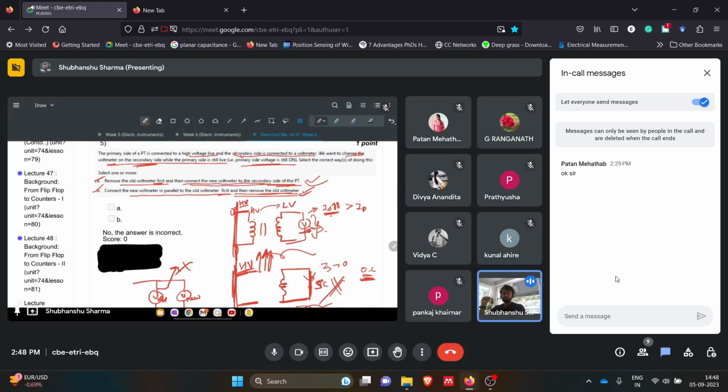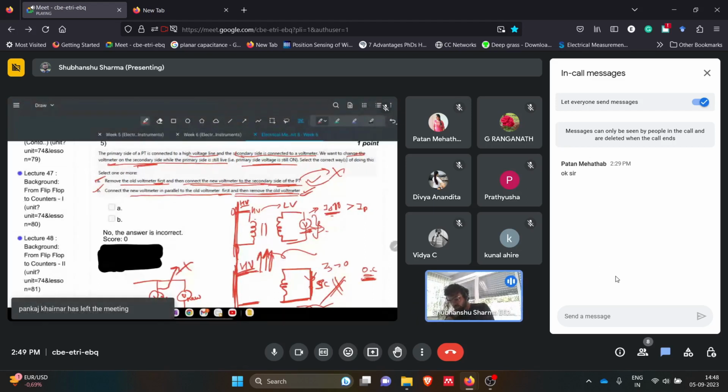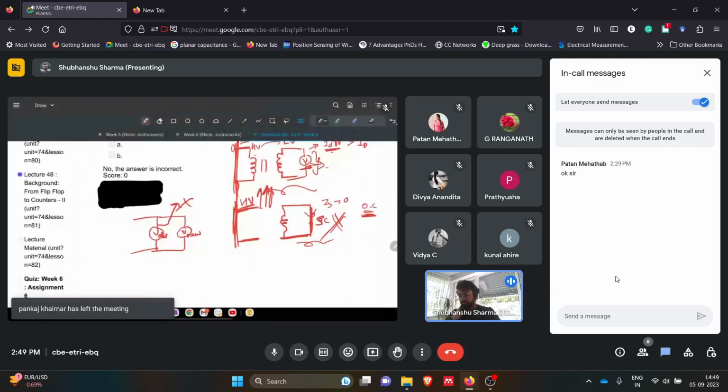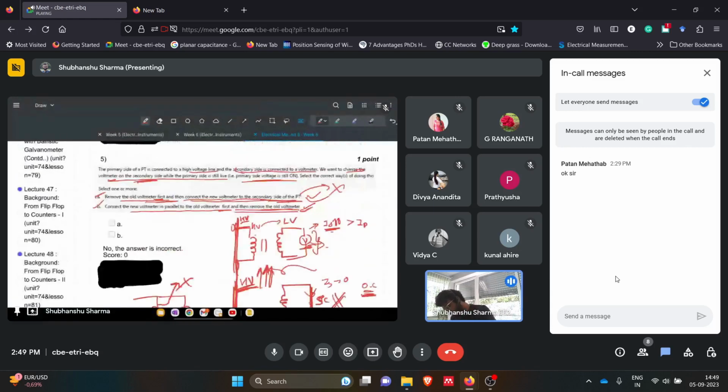But what if this was the case of current transformers? In current transformers we cannot open circuit the secondary side of the transformer. So in that case, the first option would not have been valid, because they are open circuiting the secondary side of the transformer. This was mentioned in the lectures also.